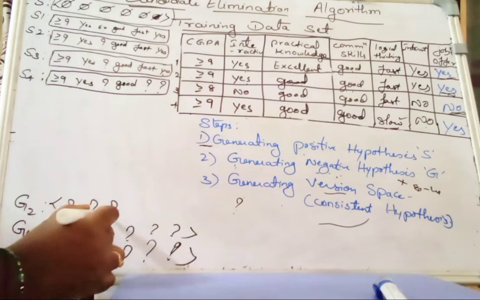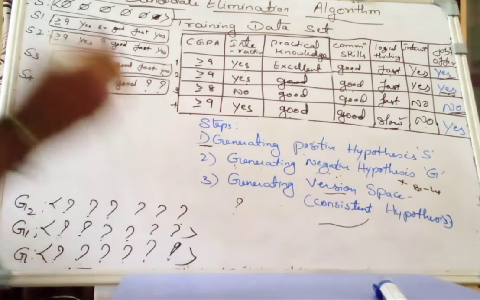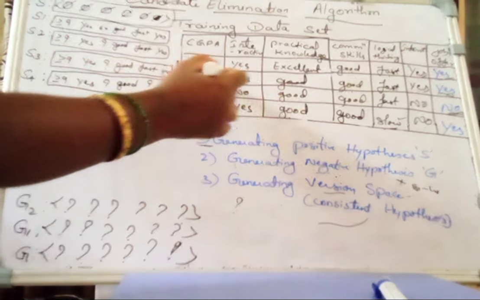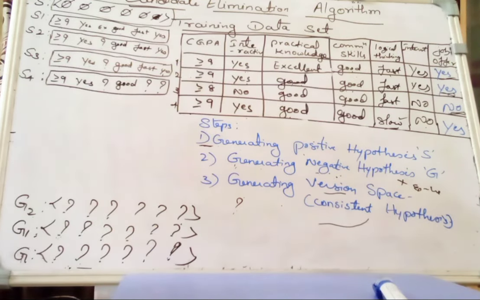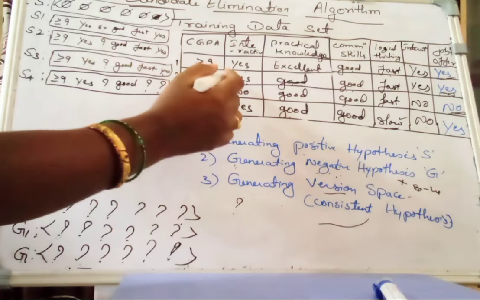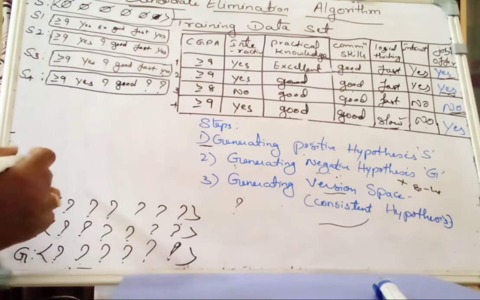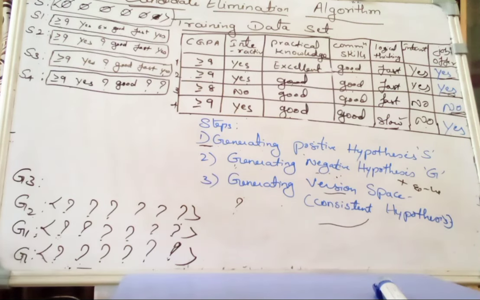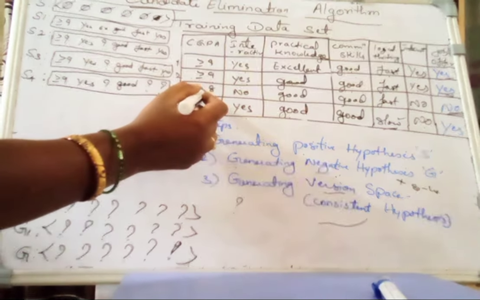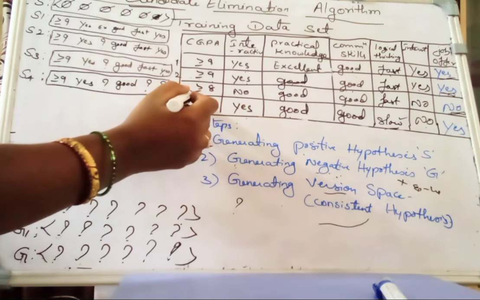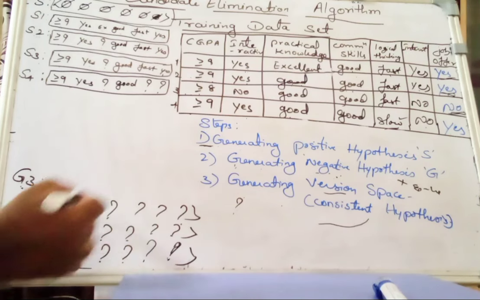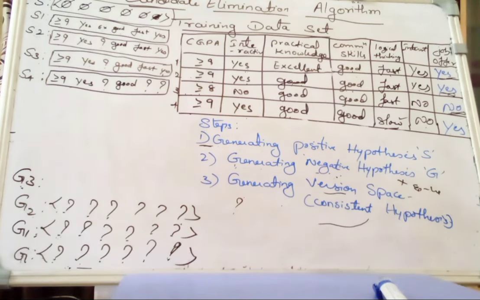So we are putting question mark here. Okay, the same hypothesis G2 will also satisfy I2. Next, consider the third instance I3. Now by seeing I3, I have to generate G3, hypothesis 3. I have to observe this instance I3 and compare it with G2. Then I have to generate the new hypothesis.